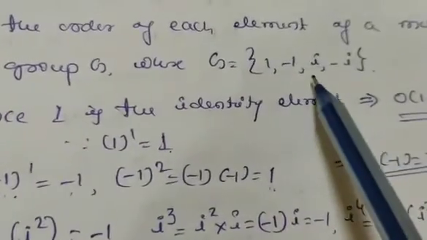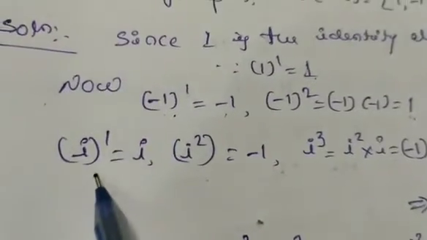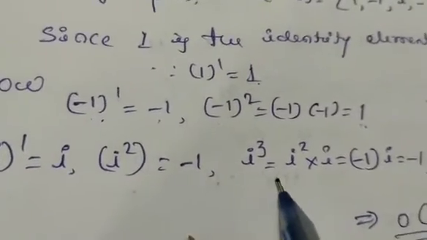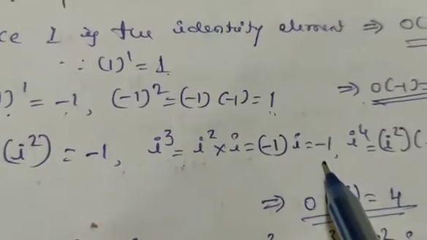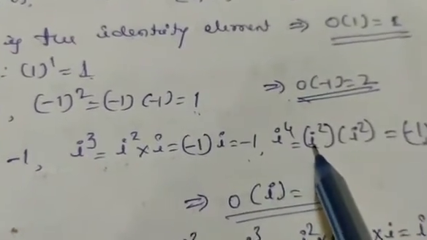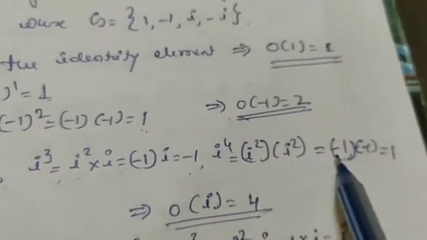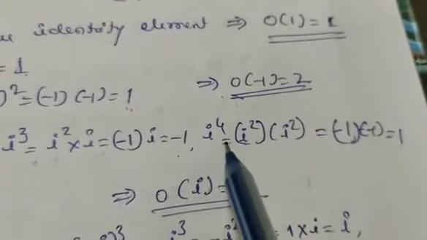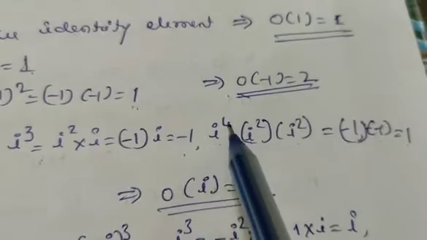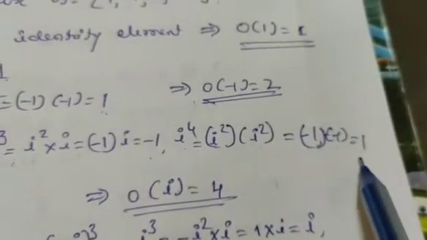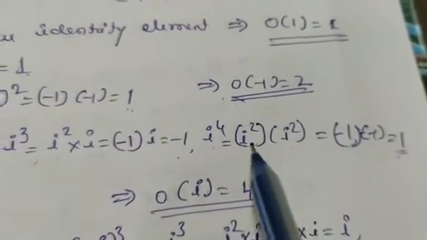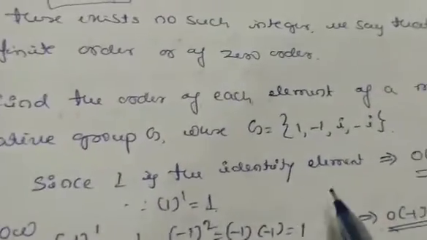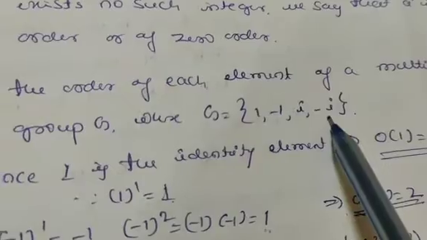Next element is i. Now we know i to the power of 1 is i, i squared is -1, i cubed is -i, and i raised to 4 is nothing but i squared whole squared. It equals -1 into -1, which equals 1. Therefore, since i to the power of 4 gives 1, the identity element, the order of i is 4.